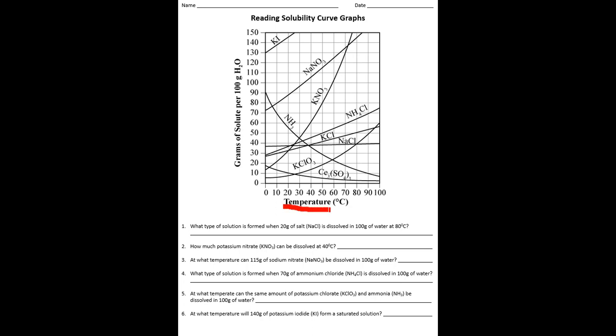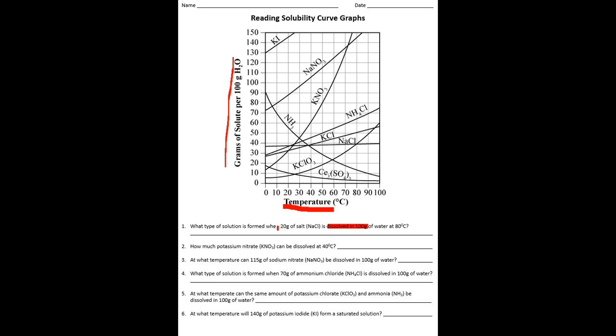Okay, so remember that on the x-axis, the temperature is on the x-axis, and the amount dissolved is on the y-axis. The amount dissolved of the solute is always going to be in 100 grams of water. It will often say that in the question, but you just need to ignore that part. It's irrelevant to answer the question. It's not needed. Okay, so the first question asks, what type of solution is formed when 20 grams of salt is dissolved in 100 grams of water at 80 degrees Celsius?